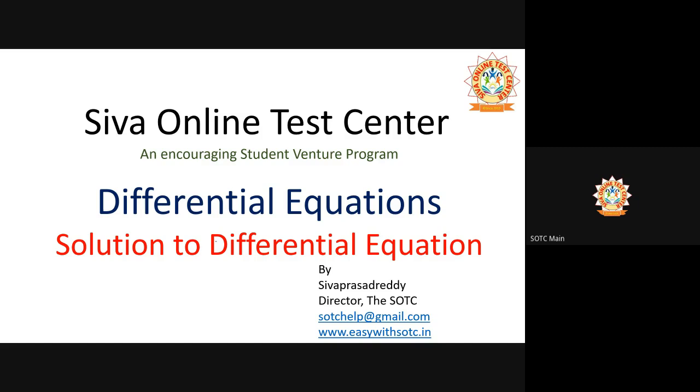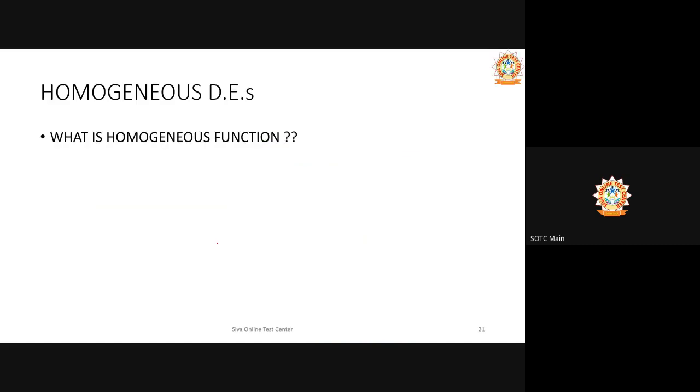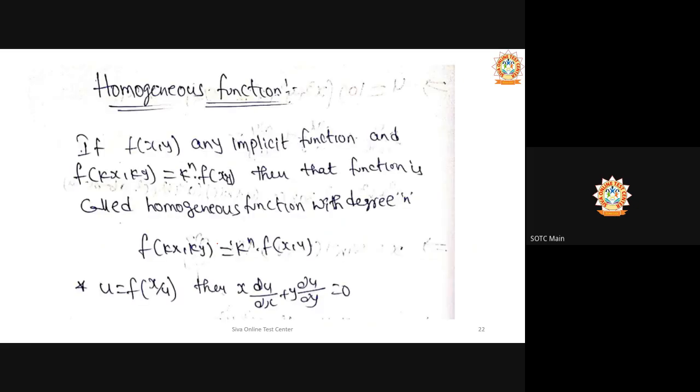Continuing to the solutions to the differential equation, the next method is the homogeneous differential equation. Before going to see the solution of a homogeneous differential equation, we need to know about the homogeneous function. So what is a homogeneous function? Let us suppose f of x comma y is any function. Then if f of kx comma ky is equal to k power n into f of x comma y, it is called a homogeneous function with degree n. We have already seen this kind of thing.